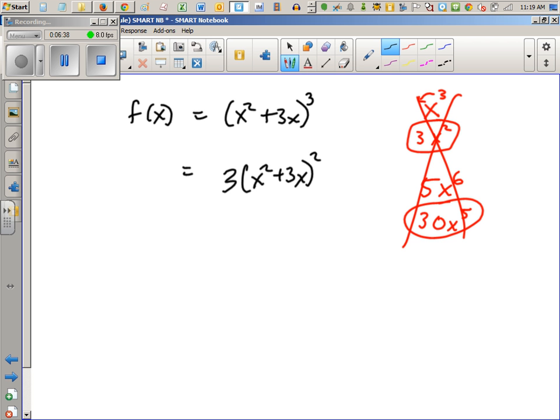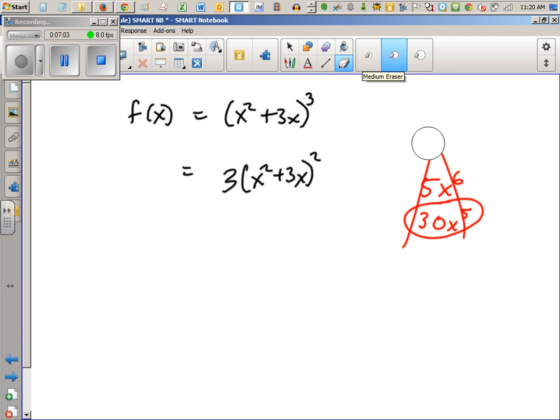Is he done? He's not done. You can't just ignore the inside and pretend it was just x cubed. It's not x cubed. It's x squared plus 3x cubed, right? So the ironic thing here is this is most of the answer. What you haven't looked at is the inside yet. You can't totally ignore it forever. So far we've ignored it, and we're getting the right answer. We're just not done yet.